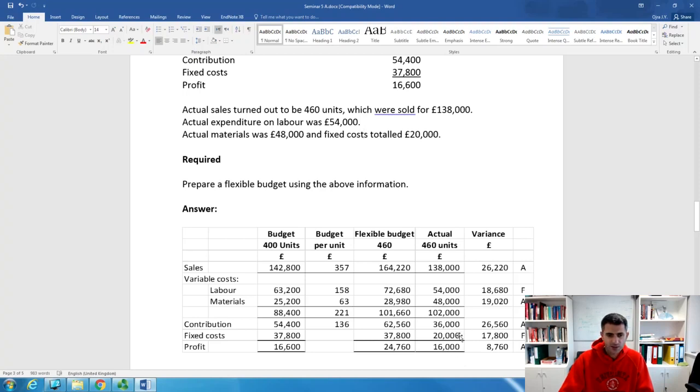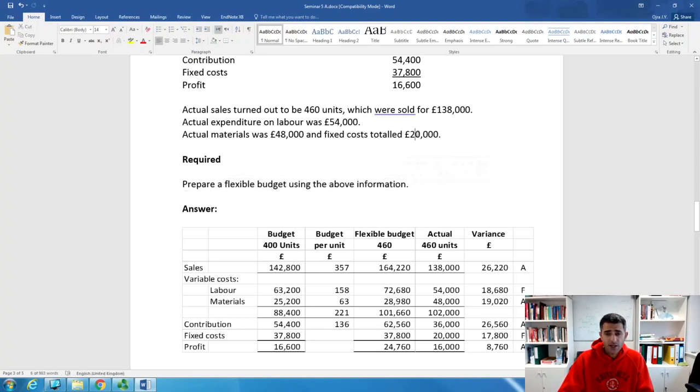So the profit at the end should be 16,000. Why 16,000? Again, the sales minus total variable cost, 138,000 minus 102,000 equals 36,000 which is the contribution, and contribution minus the fixed cost 20,000 equals 16,000. So these are the actual results in the question, and these are the budgeted results in the question. And of course the question asks you to prepare a flexible budget.